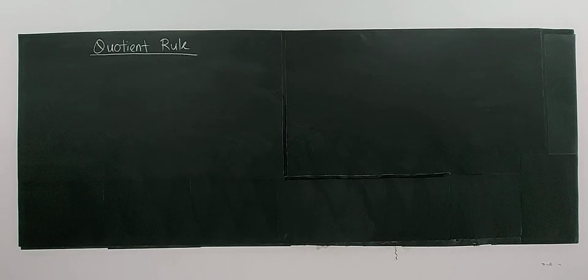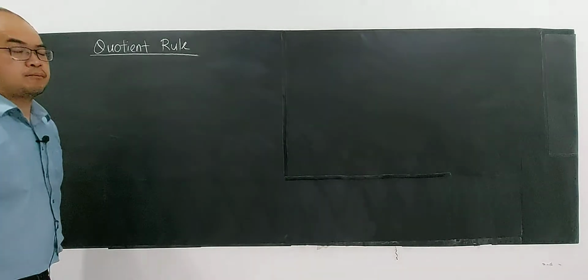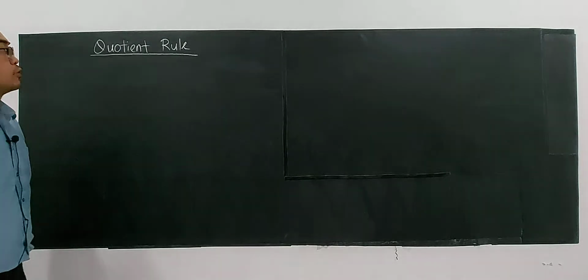Alright, in this video we're going to learn about the quotient rule. This is another rule of differentiation. We already learned the basic rules, the chain rule used to differentiate a composite function, and the product rule. And this one is the last one, the quotient rule. With these four rules, you can differentiate all functions very well.